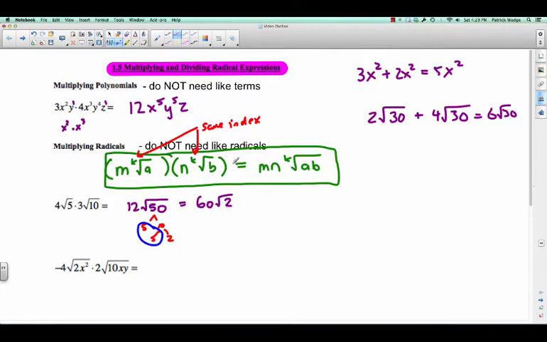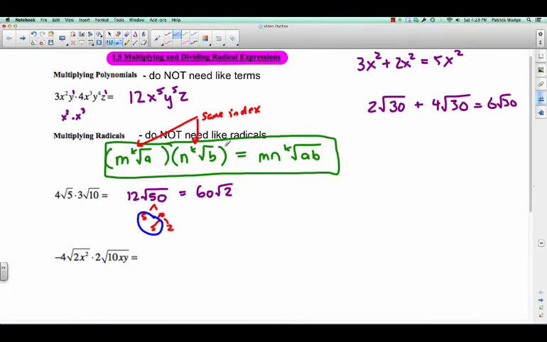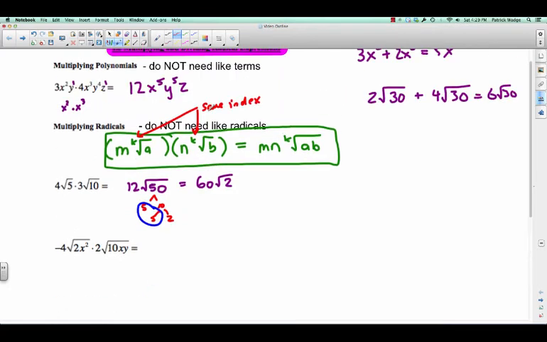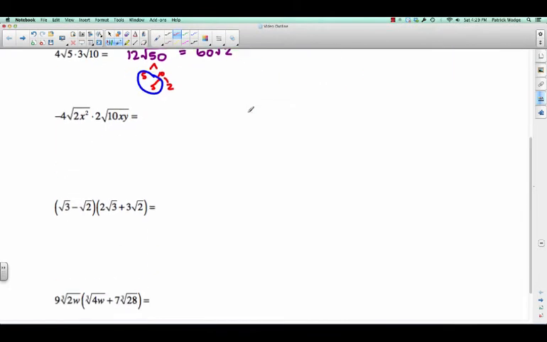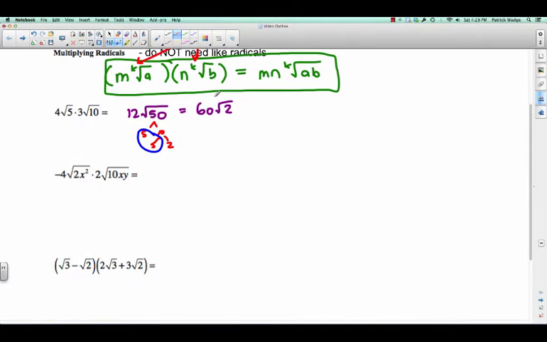So the first page and a little bit at the top of the second page, we'll be doing this method where you just multiply the coefficients and multiply the radicands together, and then we'll do some more difficult ones where they have different indices. Indices is the plural of index, right? Okay, so we got this first answer. It was 60 root 2. Let's go on to the next one.